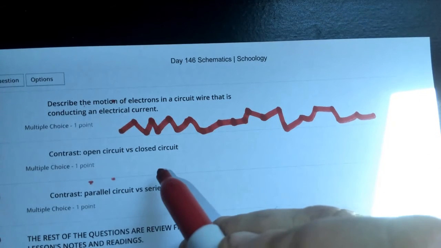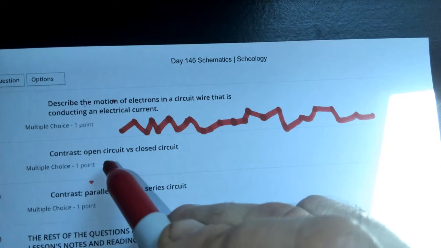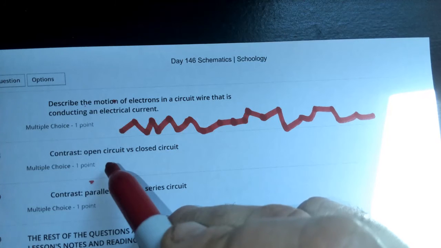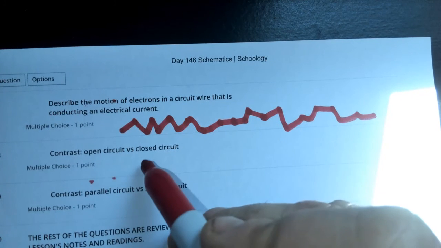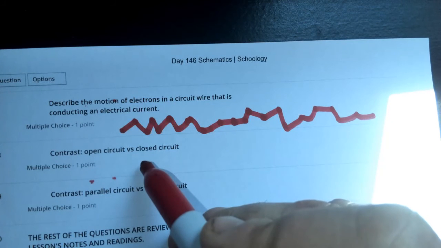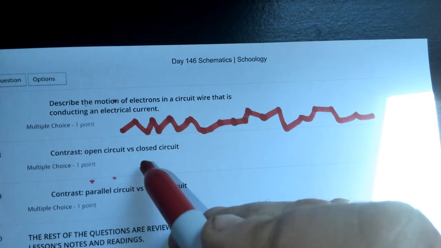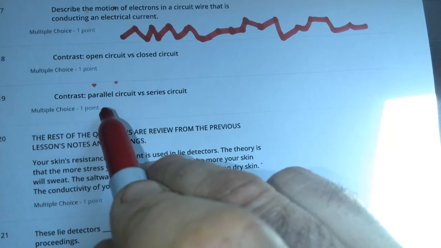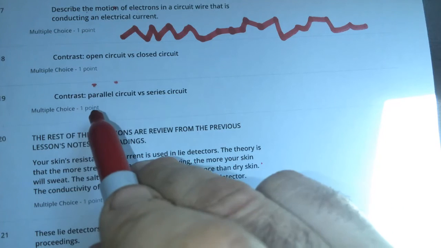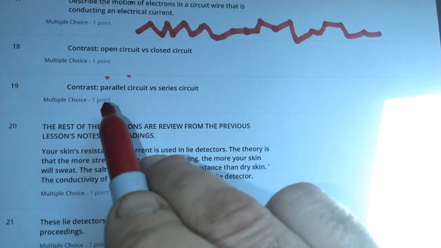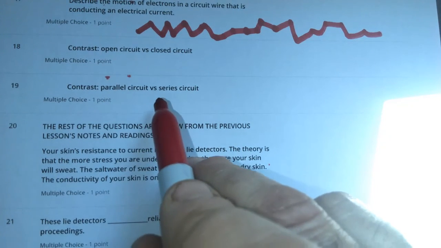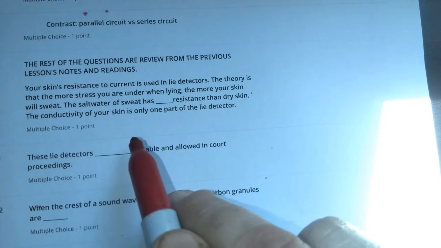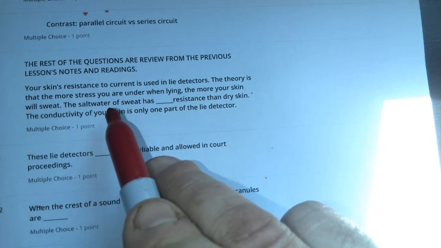An open circuit versus a closed circuit. Open has an open gap somewhere with air between two wire ends. Closed circuit, all those spaces are closed up. Things are all touching, so charges can flow from one part to the next. Number 19, contrast parallel versus series. A parallel circuit has branching wires. Series does not.